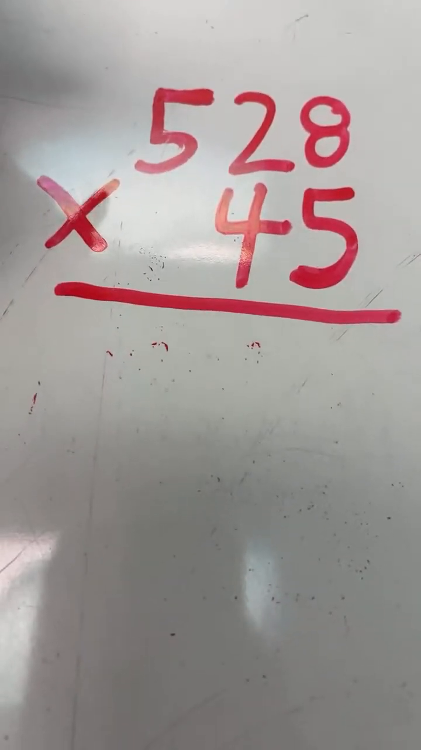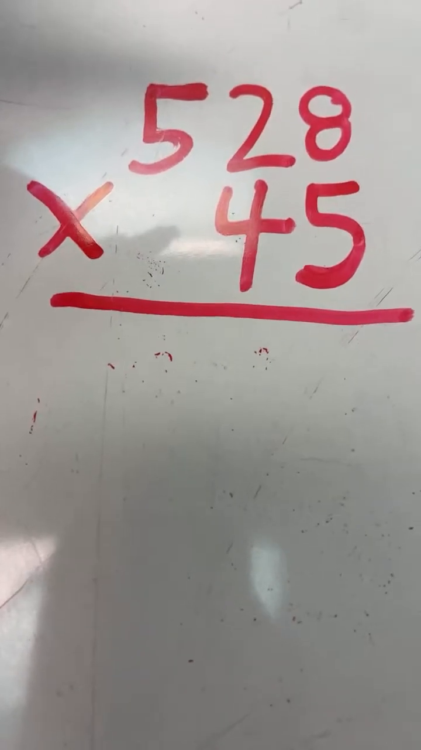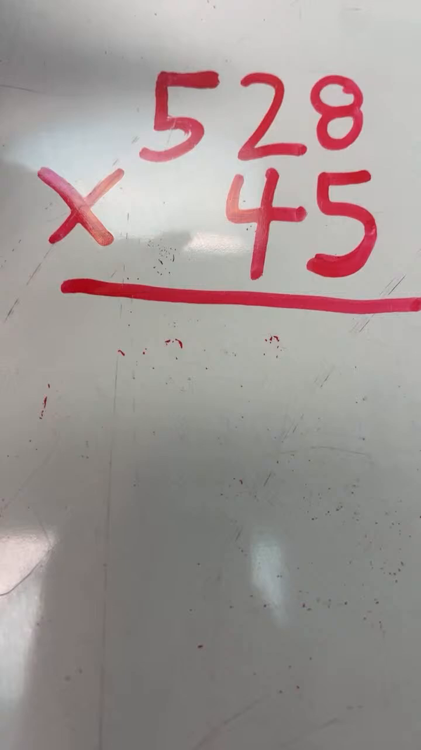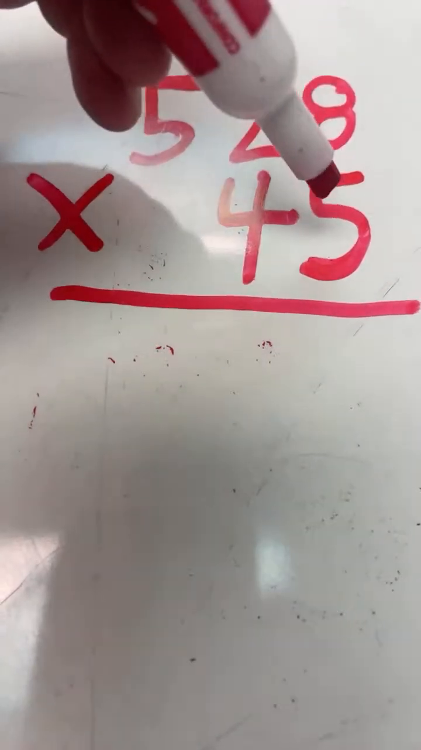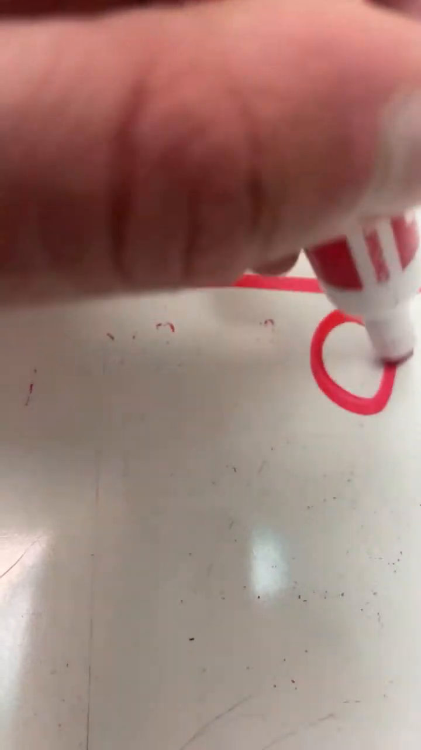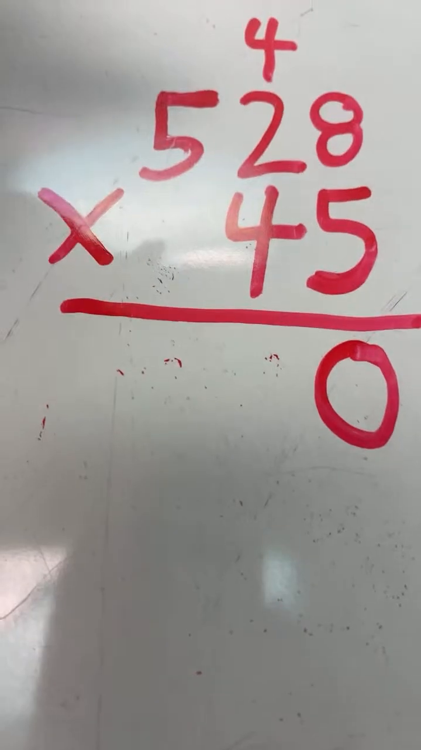All right, so we always start in the ones place. We're going to start multiplying 8 times 5. For those of you that just tuned in, we regroup whenever the product is 10 or more. So 8 times 5 equals 40. Since our product is more than 10, we have to regroup. The 0 in 40 goes in the ones place. The 4 in 40 gets carried over to the tens place.